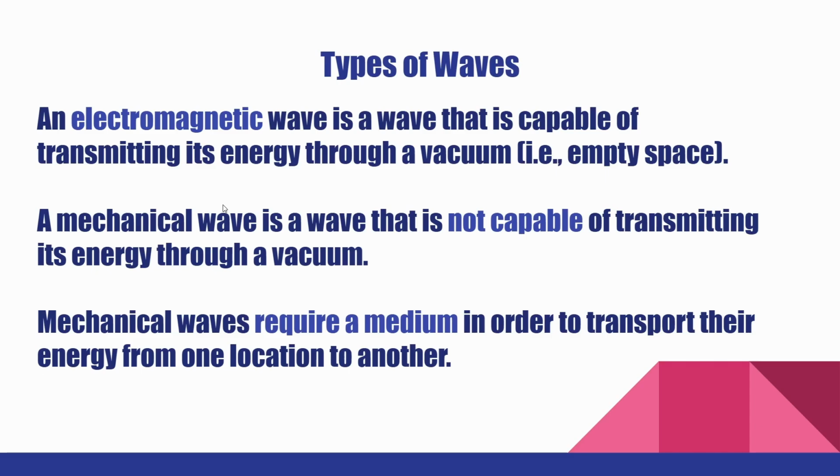All right, an electromagnetic wave is a wave that's capable of transmitting energy through a vacuum. These types of waves do not need a medium. They can propagate themselves without going through a medium. Now, they can go through mediums, but they do not necessarily need one. And some mediums will actually stop them, just as some mediums will stop mechanical waves.